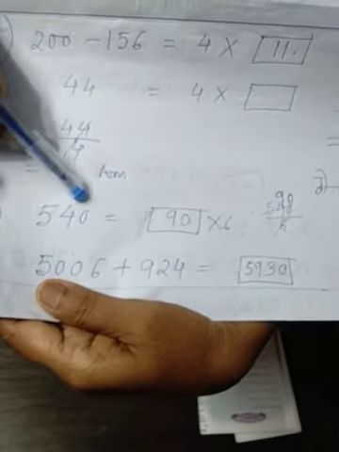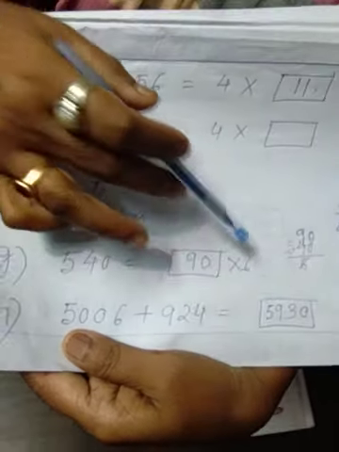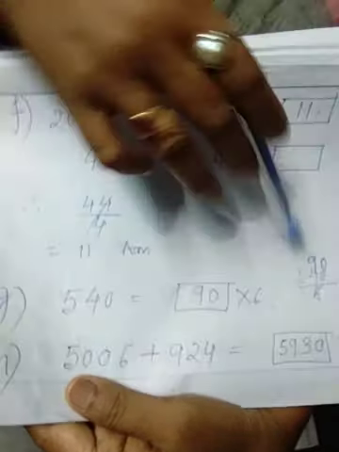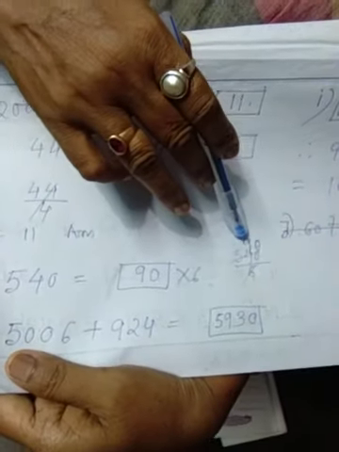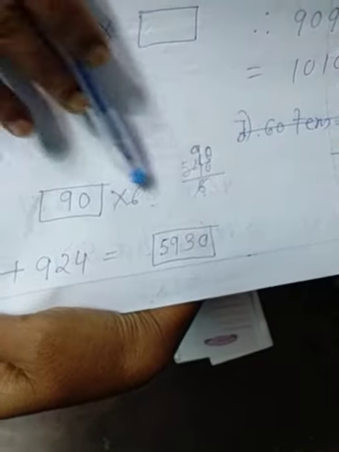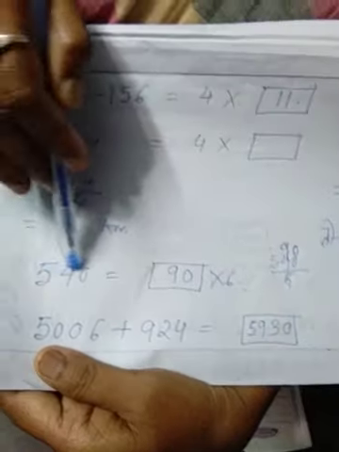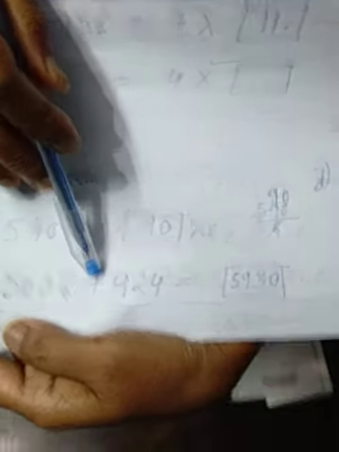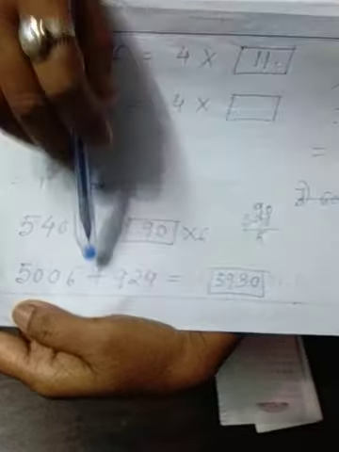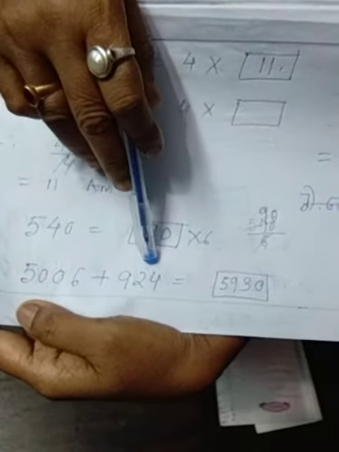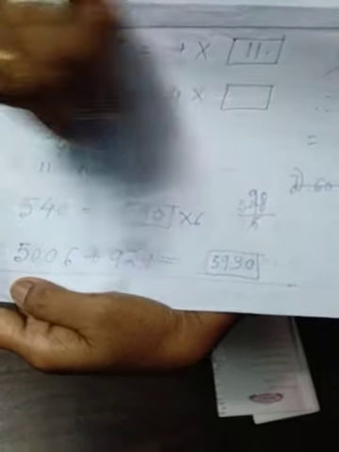G. 540 equal to blank box into 6. So you divide 540 by 6. 6 nines are 54, so 90. 6 nines are 54, 540. Okay. H. 5006 plus 924. Simple. Plus 460, carrying 1, 5930.